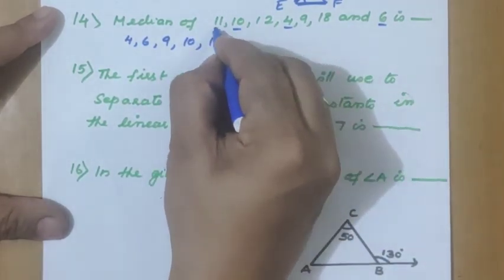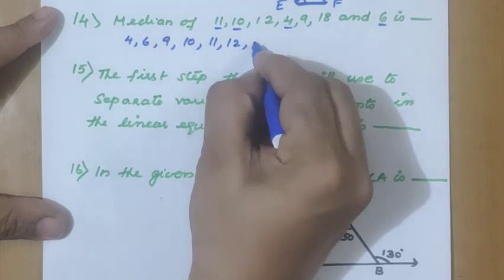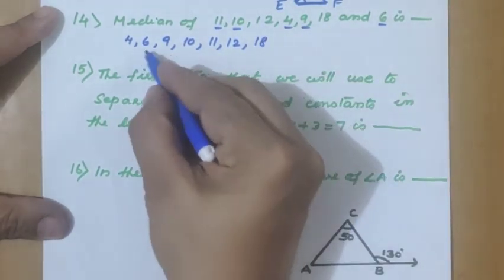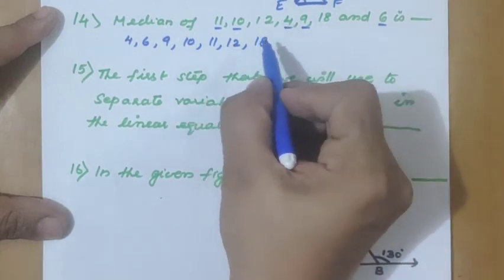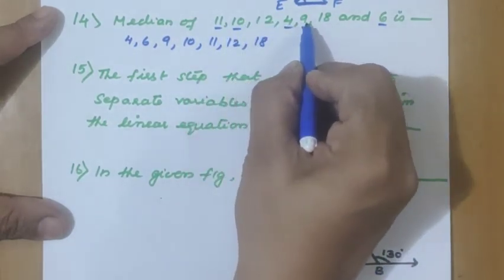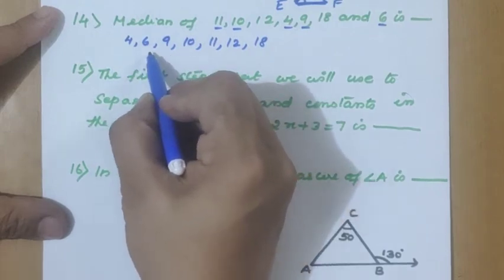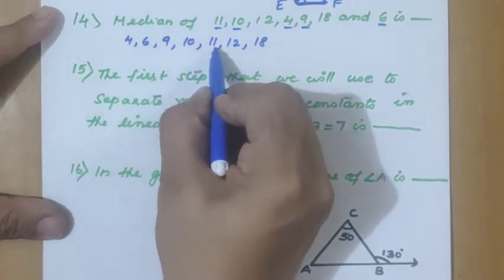11, 12, 18. So 4, 6, 9. So how many do you count? 1, 2, 3, 4, 5, 6, 7 numbers are there. So just check that 7 are also listed or not. 1, 2, 3, 4, 5, 6, 7.